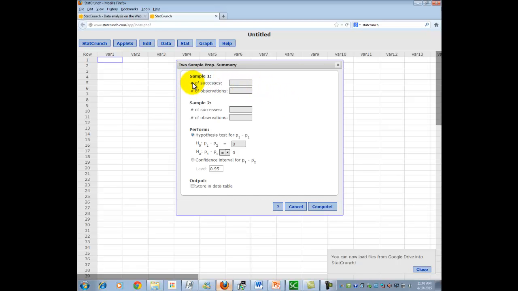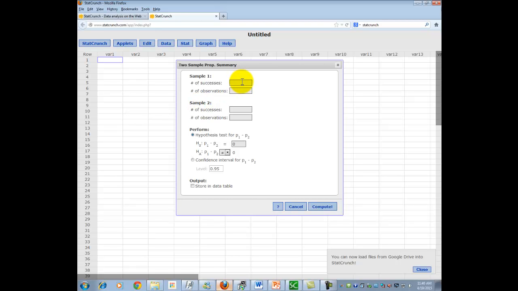Sample 1, the number of successes, the number of observations. Sample 2, the number of successes, the number of observations. How you determine which group is sample 1 and sample 2 is from remembering sample 1 is the group that's on the left side of your hypothesis statements. For us, I listed the vaccine group first. Sample 2 are those that are on the right side of your hypothesis statements. For ours, I put the placebo group.